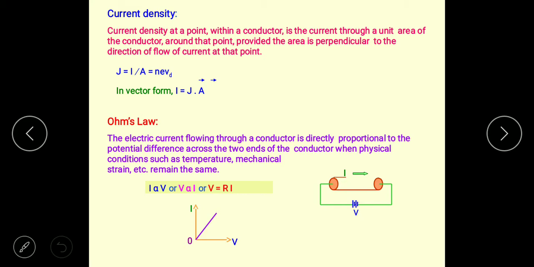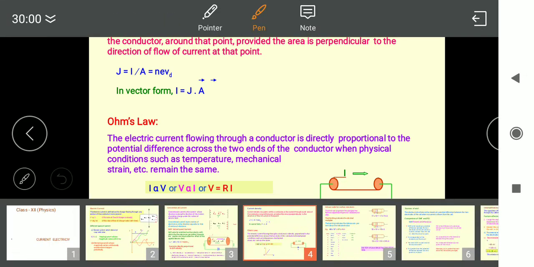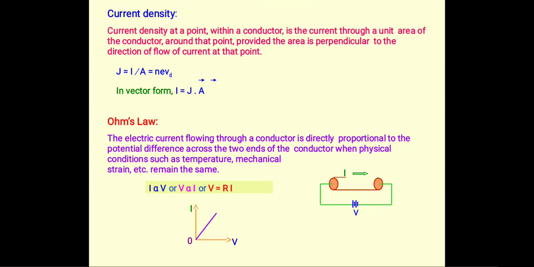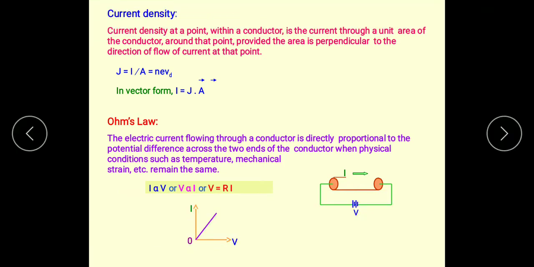Now next is Ohm's law. According to Ohm's law, the conductor is connected to a battery of V volt, and current is flowing from the positive terminal to the negative terminal. This is the direction of flow of current.